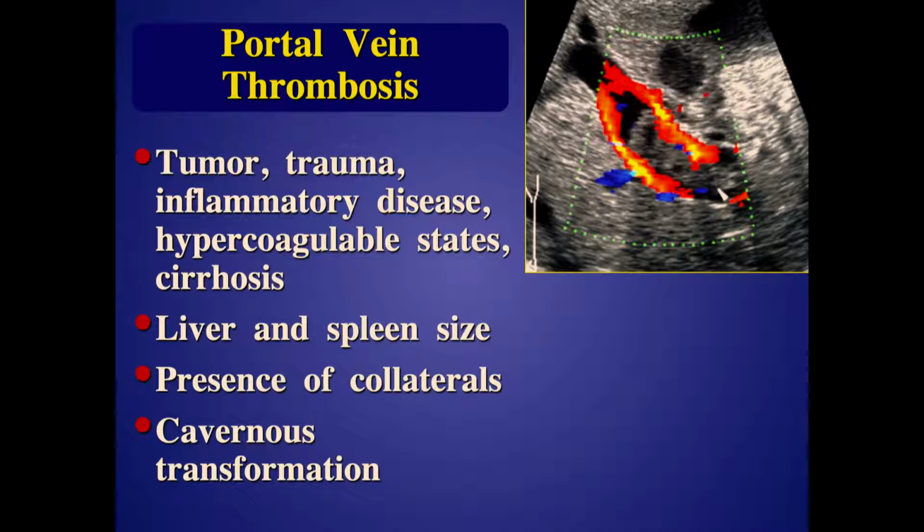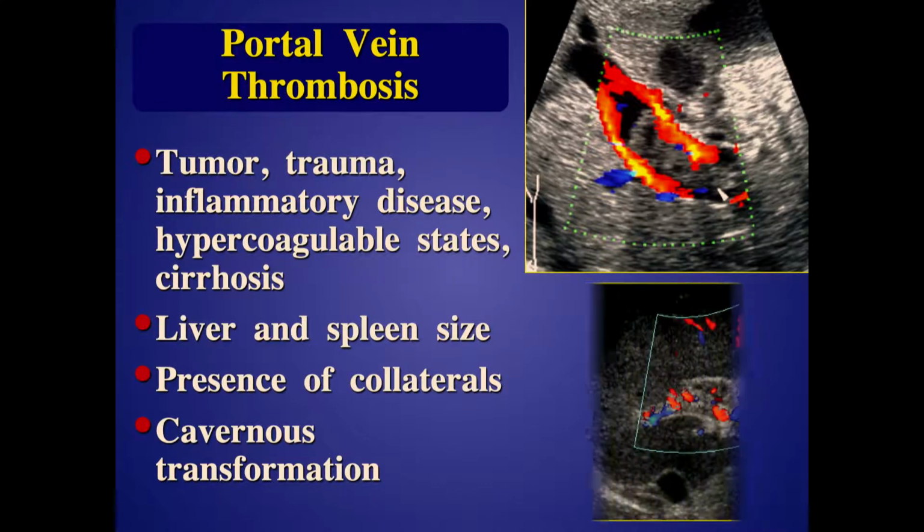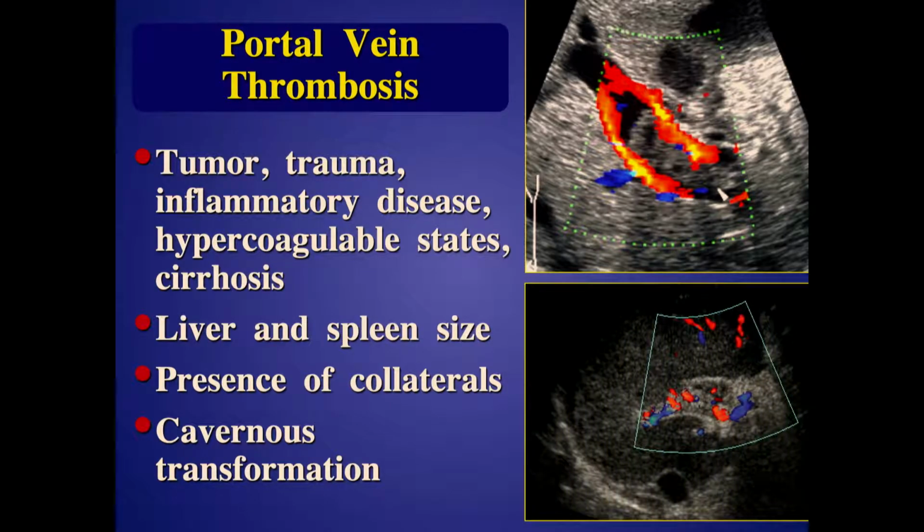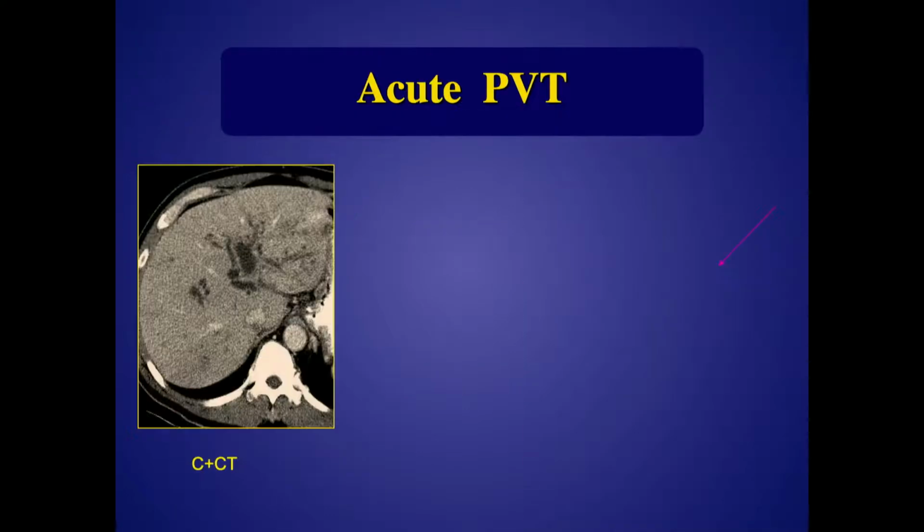Acutely, the liver gets enlarged. And then obviously with portal hypertension, increased portal pressures, you'll also see enlargement of the spleen. We may see the presence of collaterals, particularly if we look for them. And in some cases, patients may develop cavernous transformation. And that's essentially replacement of the portal vein by these small collaterals.